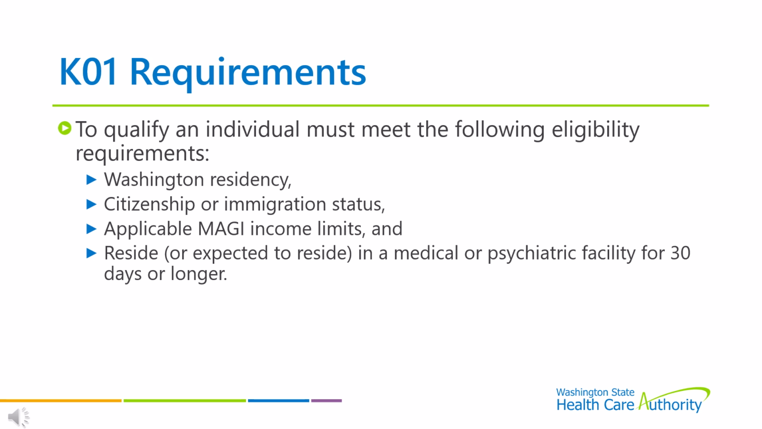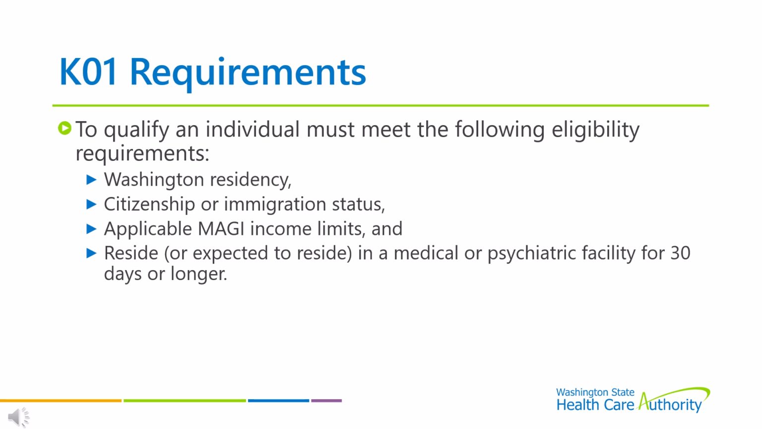K01 may be appropriate for any individual up to age 64 if they are in the hospital for a medical condition. K01 is only appropriate for an individual up to age 21 if they are in a psychiatric facility. Other funding sources are used for long-term psychiatric hospitalizations of adults. Children, regardless of immigration status, may be eligible up to age 19.